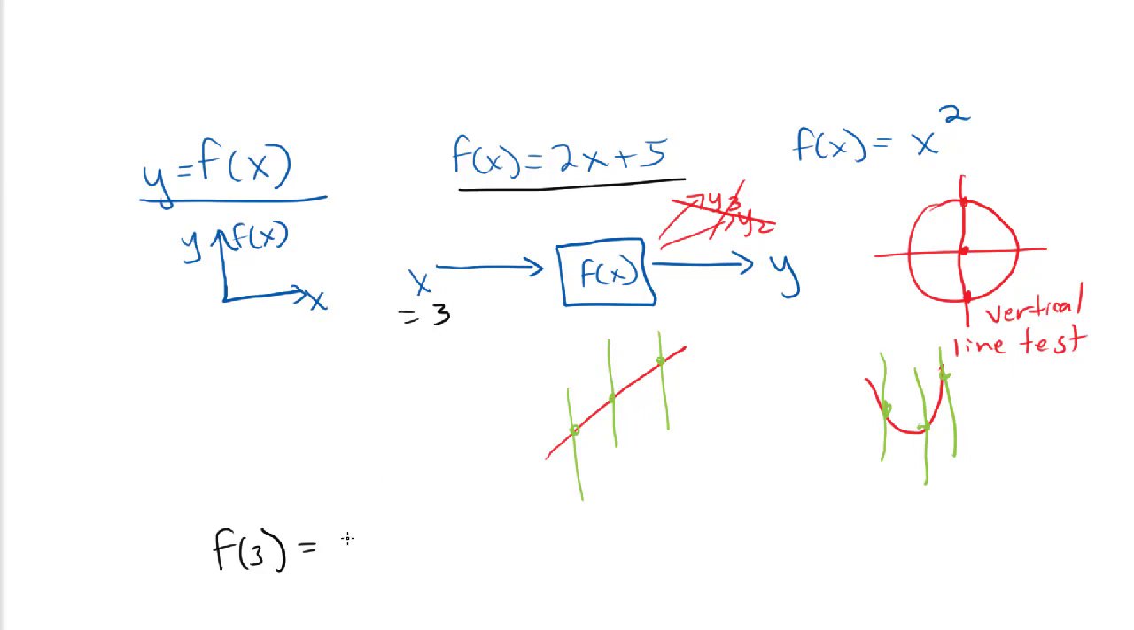It will take x, multiply it by 2, so 2 times 3, and note the parentheses here actually means multiplication, whereas here this is our function notation. This does not mean f times 3. So 2 times 3 is my function plus 5. That equals 6 plus 5, or 11. So the output when I input 3 into the function will be y equals 11 in that case.